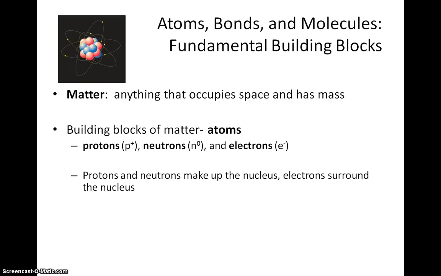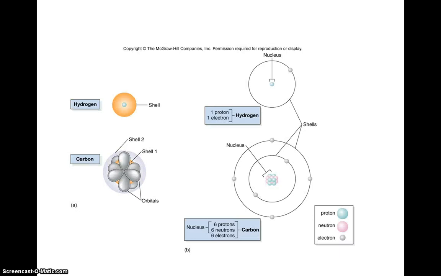So chemistry is the study of matter, and matter is anything that occupies space and has mass. And the building blocks of all matter are atoms. Atoms are made up of subatomic particles. The three types of subatomic particles are protons, neutrons, and electrons. Protons and neutrons are found within the nucleus of an atom, and the electrons float around the nucleus in these clouds and are basically the subatomic particles that are involved in chemical bonding.